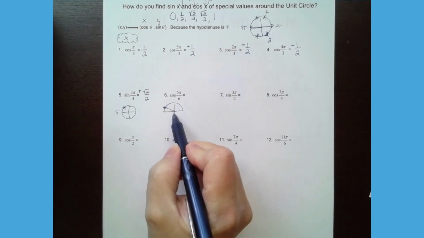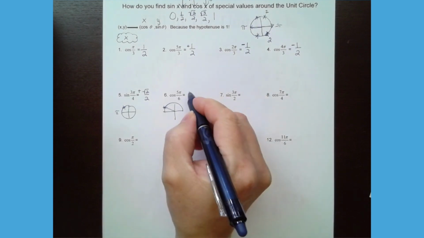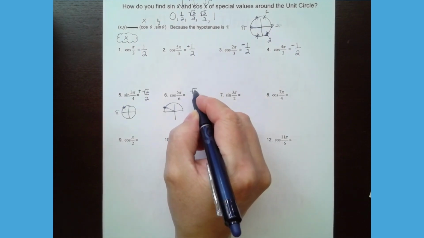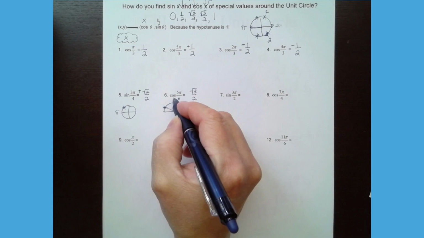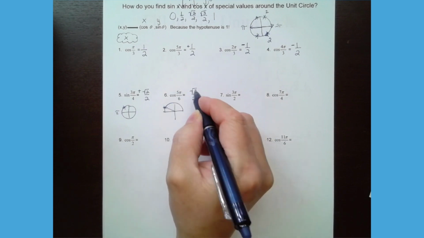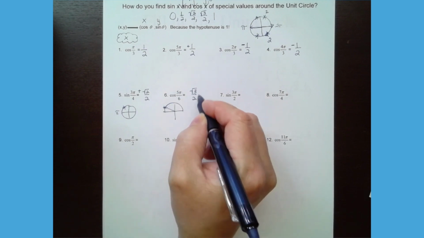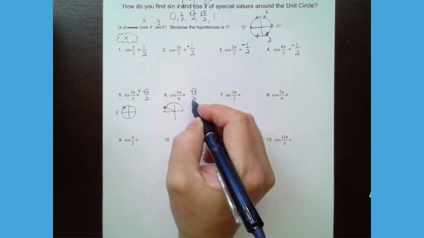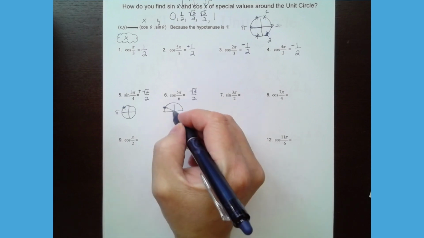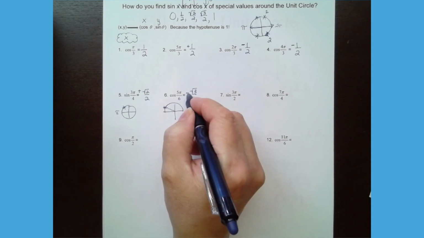And we know that we walk out a lot. Remember, cosine's x, walking right and left. I walk out a lot. And I wrote down root 3 over 2 because that's a big number. And because I went left, that's a negative.